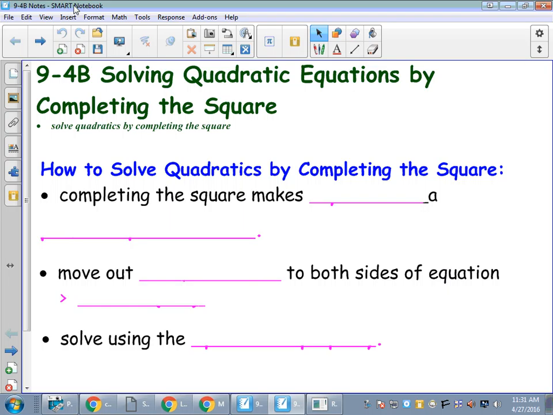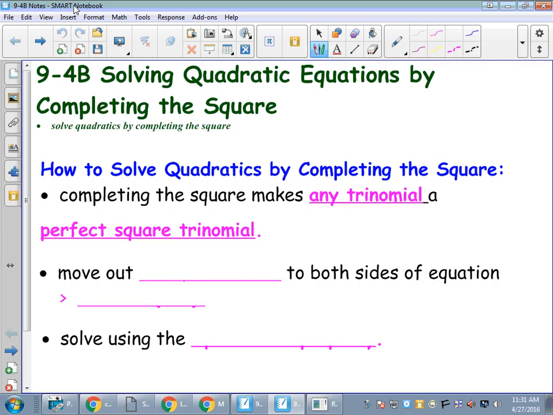So you can't do this if they're not perfect unless you complete the square and make them perfect. The process of completing the square makes any trinomial a perfect square trinomial. I know you guys aren't really familiar with the language, but that means that it'll factor to some quantity squared. And so if we can get any trinomial to be that way, we can use the square root property every time.